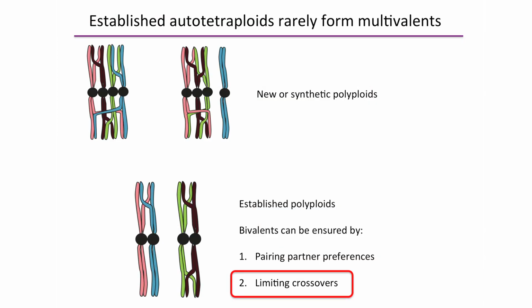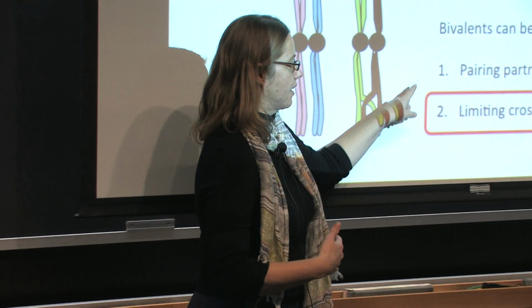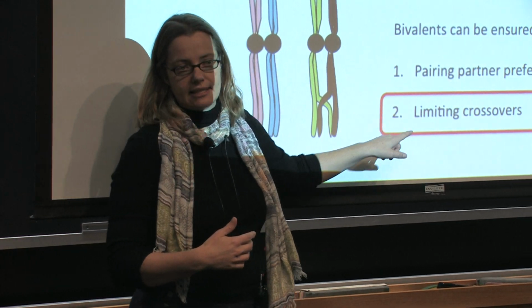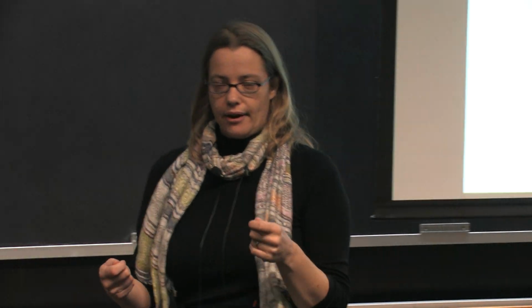I wish I had data for you. I don't yet. But it really does point to the idea that when we were comparing the unstable new polyploids to the stable polyploids, they are doing it by this mechanism, by limiting crossovers rather than pairing preferences.